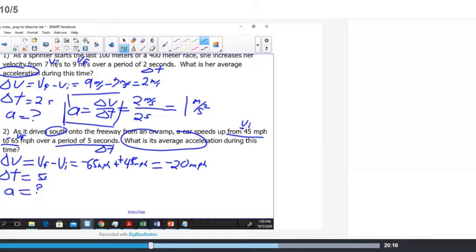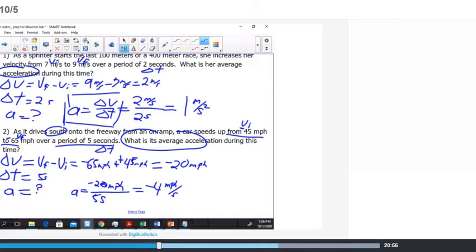I do want you to see something here. This problem is not very friendly to us. We could do things in a couple different ways. Let me do it this way, and then I'll show it to you at the end. It'll make more sense. So we want to figure out our acceleration. We've got our delta V and our delta T. Plug things in. Delta V, negative 20 miles per hour. Delta T, 5 seconds. What's our answer going to be? We're going to do negative 4 miles per hour per second. I just kept my units as I went through.